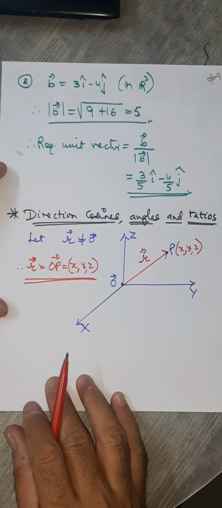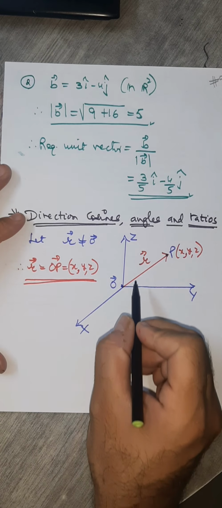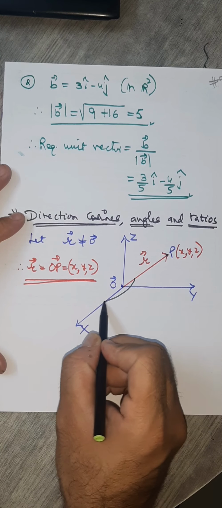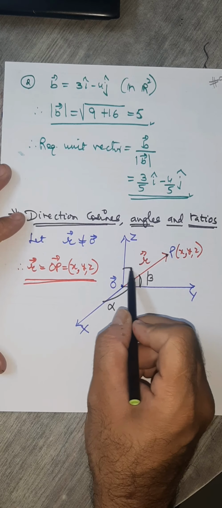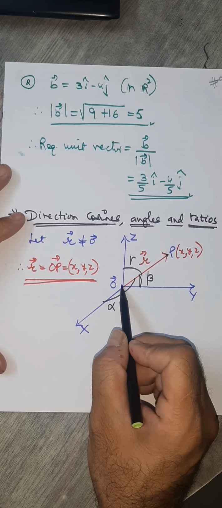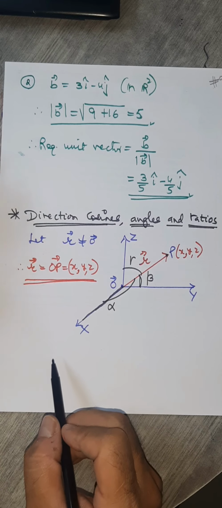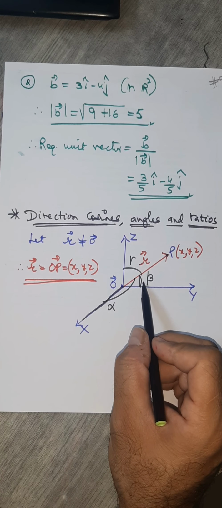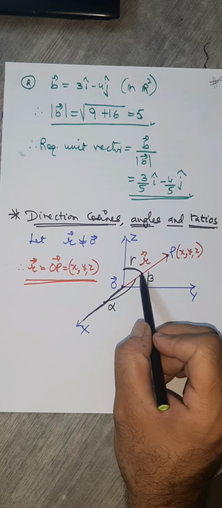Now here we consider the angles made by this vector with these three directions. I'll call this angle alpha, this angle beta, and this angle gamma. What is alpha? Alpha is the angle between the x-axis and the vector OP. Beta is the angle with the y-axis and the vector, and gamma is the angle with the z-axis and the vector.